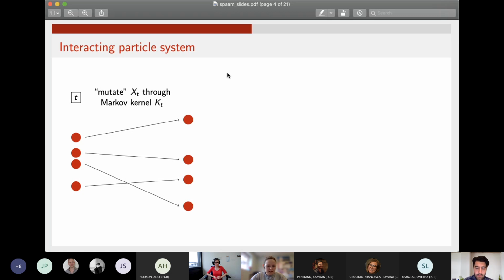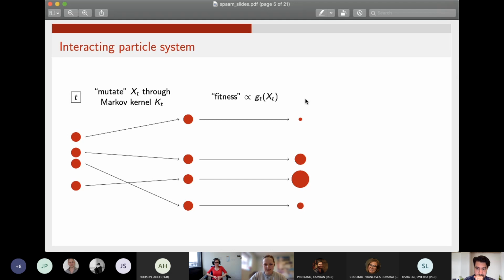So then we can calculate the fitness of each individual. This is just a measure of how good their genotype is at producing offspring, basically. I illustrate the fitness by the bigger particles having a higher fitness here. And the fitness is calculated by some function g, which depends on the current genotype. And this is also part of the model, so we assume it's known. And there are lots of different ways of choosing it, depending on what application you're interested in, of course.